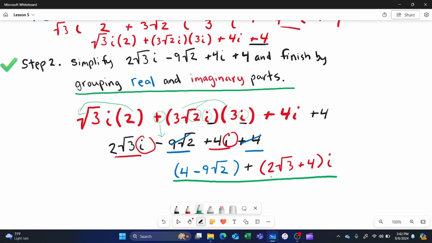Simplify all this down, you'll end up with 4 minus 9 square root of 2 plus the square root of 2 times the square root of 3 plus 4. And you can see how they just factored your like terms right here. Your i's, they got factored in because they both had one in common. So square root of 2, or 2 times the square root of 3 plus 4, all times i. Works out to be the same. Ultimately, it's just making it the inverse. So it would be a negative at the end of the day, whatever the number turns out to be.